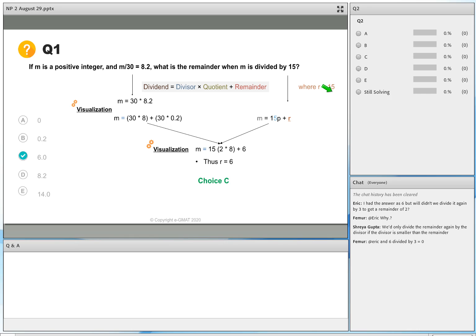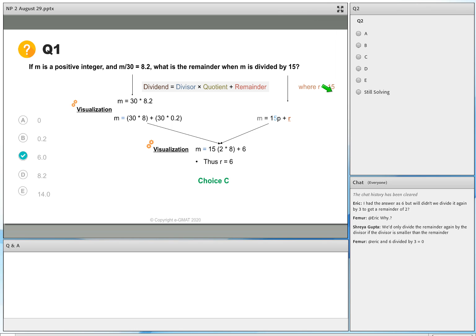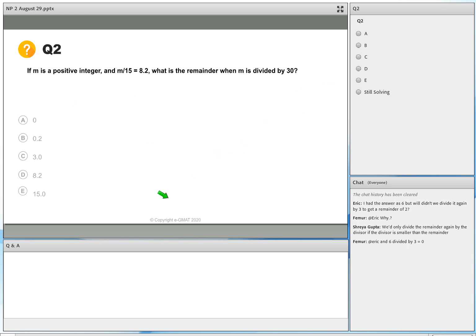I'm going to take you to the second question. The poll is open. Please mark still solving. Okay, higher level of participation, come on. Waiting for 3 more seconds for more people to come into still solving. Here's number 2. Good luck.